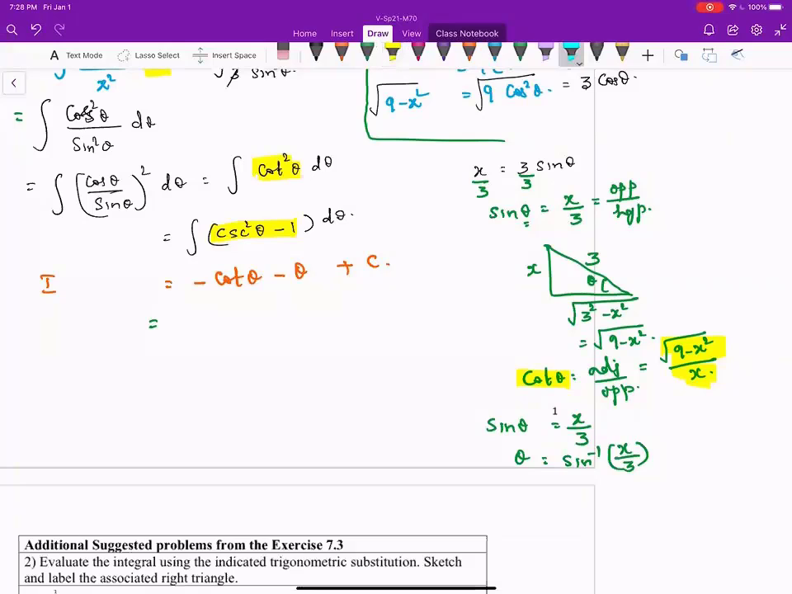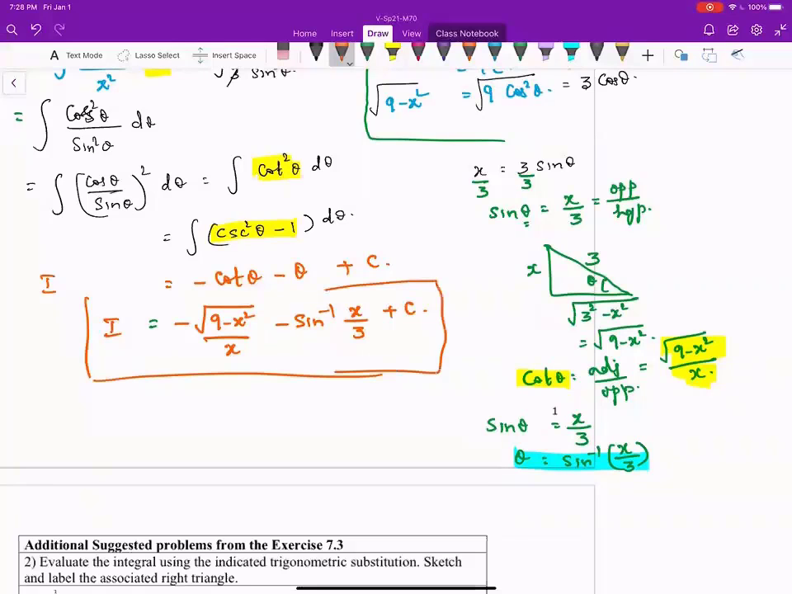We substitute these two values in the problem, which is negative cotangent, which is square root of 9 minus x squared over x, minus theta, which is inverse sine of x over 3. Don't forget the arbitrary constant because it is an indefinite integral.